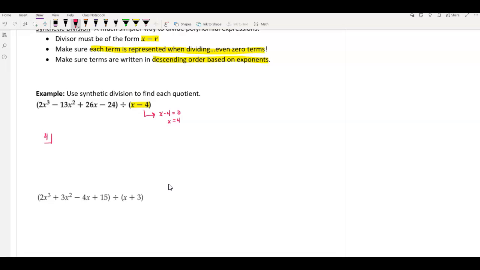Now we're going to make sure we have each of our coefficients represented by our exponents. So we have an x cubed, an x squared, x, and a constant. So we go 3, 2, 1, 0. So each term is represented. I'm now going to take the coefficient of each term. So our first coefficient is a positive 2, and I'm going to take that positive 2 and write it down. Our next coefficient is negative 13. Our next coefficient is positive 26. And our last constant is negative 24.